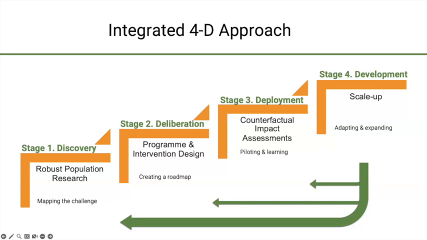In this 4D approach, while stage 1 looks at the challenge on the societal level, stage 3 looks at whether the intervention worked at the community, at the participant level. So there's evidence creation in each of these stages, but they are at different levels. So it's a very multi-level 4D approach.